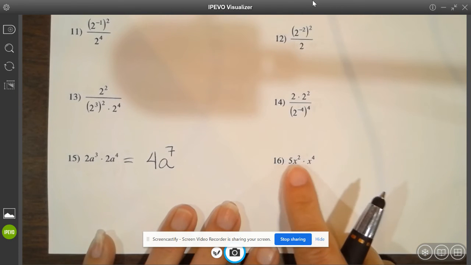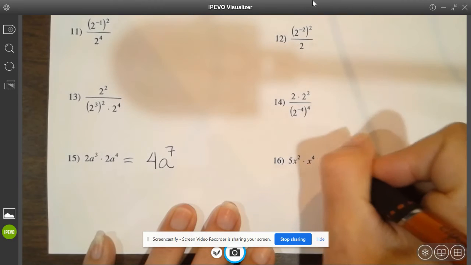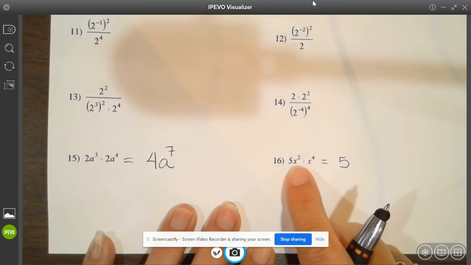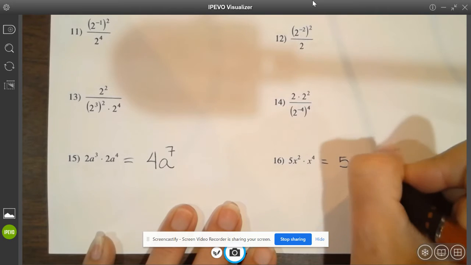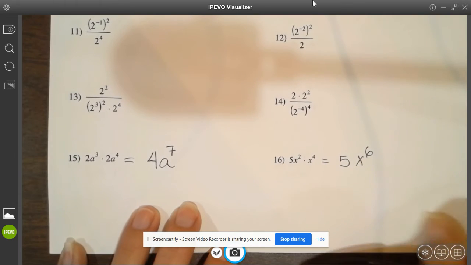Okay. All right. Same thing here. Remember, in front of the x here, there's a 1. So 5 times 1 is 5. And then you have 2 x's here and 4 x's. That's a total of 6 x's. That's the product rule. All right, super simple like this, right?